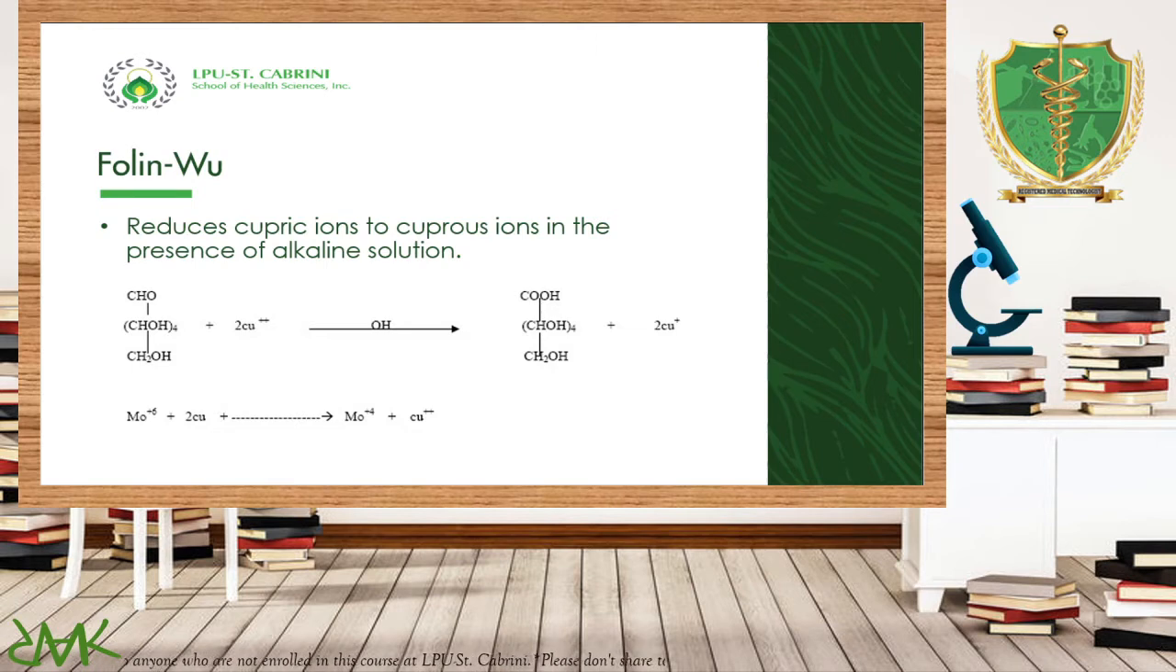I want you to take note that the reduced phosphomolybdic acid imparts a blue color which is read colorimetrically. Again, Folin-Wu is a glucose determination that quantitatively reduces cupric ions to cuprous ions in the presence of an alkaline solution. This alkaline solution oxidizes the glycolic acid found in glucose, and then the phosphomolybdic acid is oxidized back into cupric oxide. So this is what is happening.